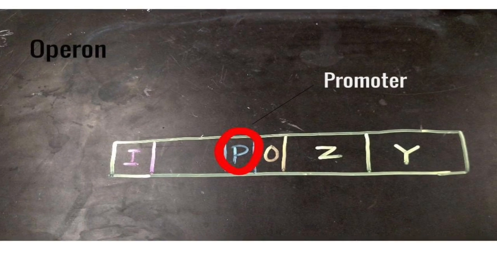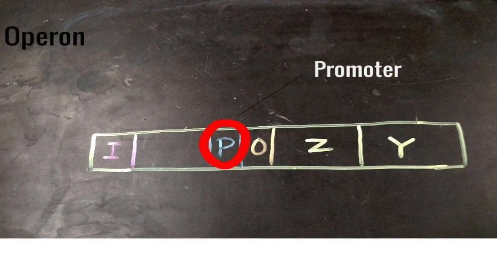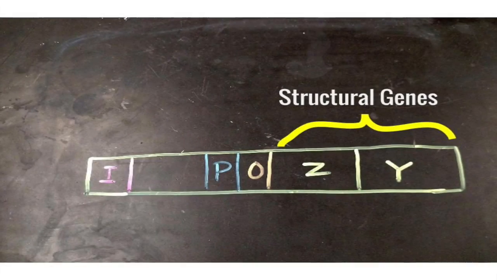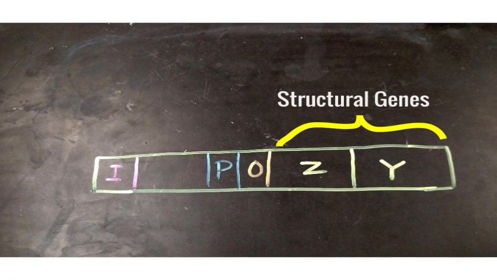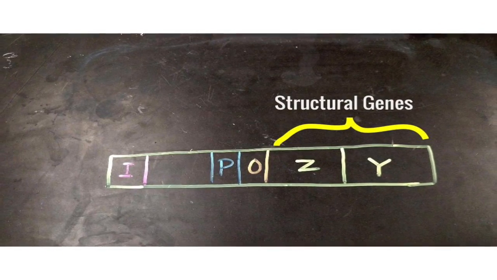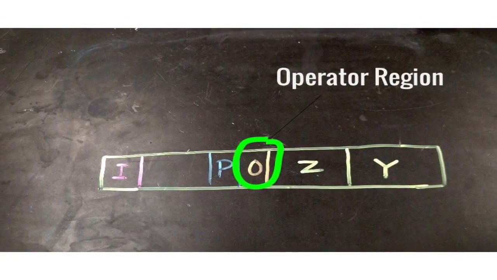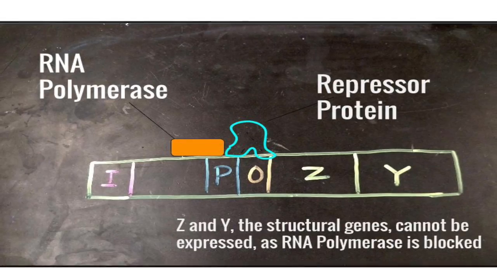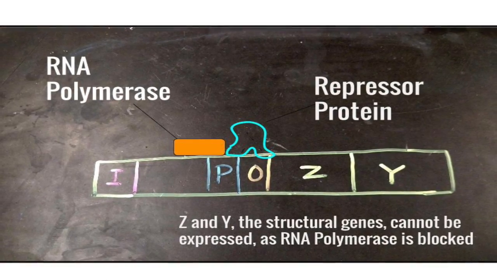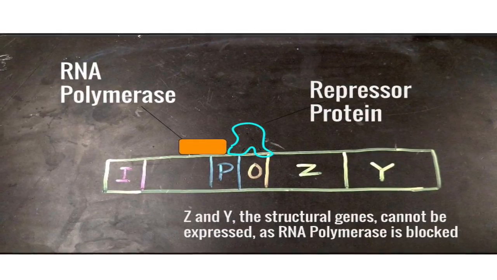The promoter is the region to which RNA polymerase binds, which initiates the process of transcription. The structural genes following the promoter region and the operator can be transcribed and then translated into enzymes. The operator is like the on and off switch of the gene, as it is the point to which the repressor protein binds. If the repressor protein is present, it blocks RNA polymerase from reading farther down the operon and therefore expressing the structural genes.